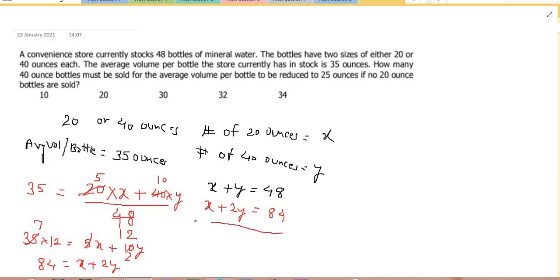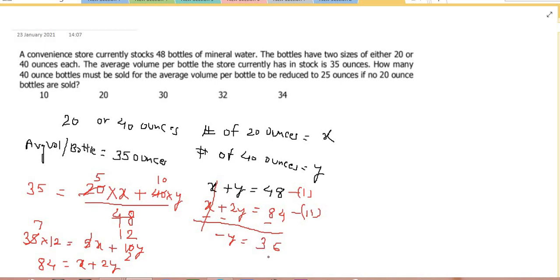Okay, so what we can do, let's subtract the second equation from the first one. This is the second equation. Okay, so when you subtract, what do you get? This is minus, this is minus, this is minus. X gets cancelled out. You're left with minus y is equal to, now how much is 84 minus 48? So I think this will be 14 minus 8 is 6, and then 8 minus 5 is 3.